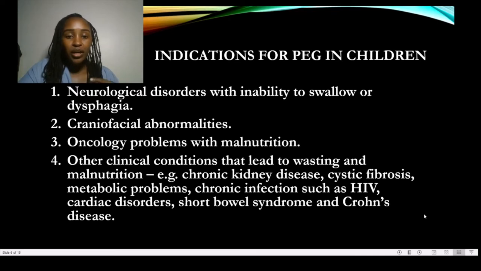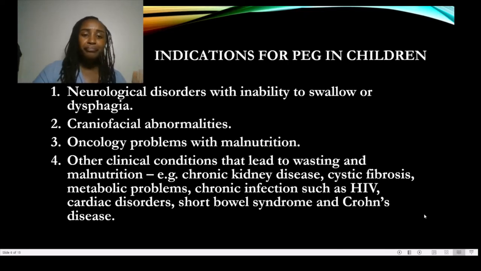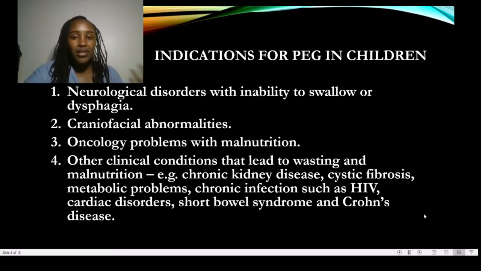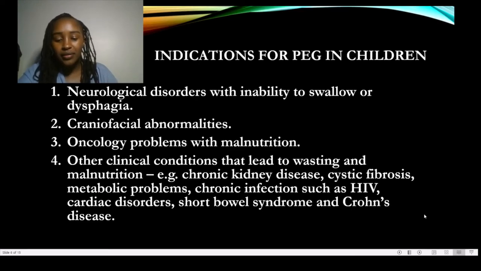And then we have other clinical conditions that lead to wasting and malnutrition, such as chronic kidney disease, cystic fibrosis, metabolic problems, chronic infections such as HIV, cardiac disorder, short bowel syndrome, and Crohn's disease. So there are quite a number of indications for PEG, and let's see more.